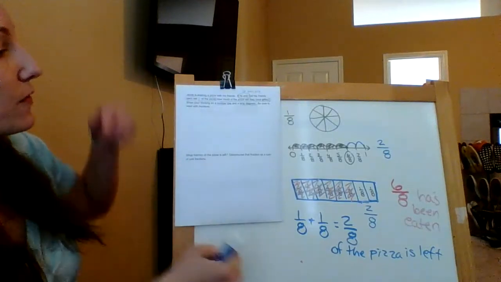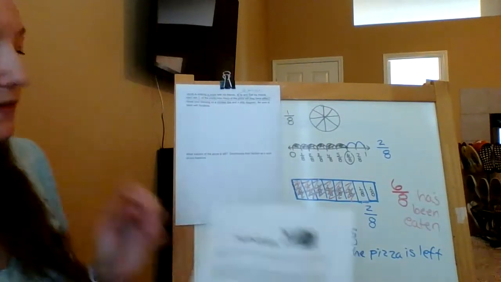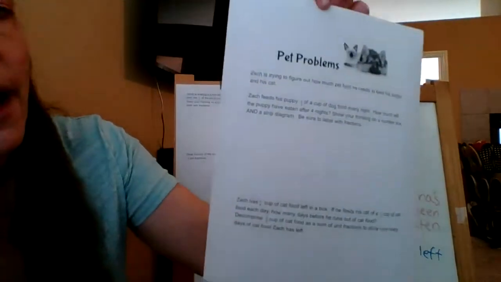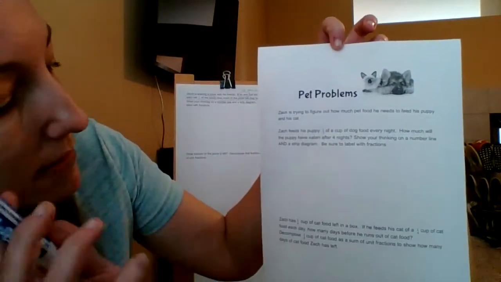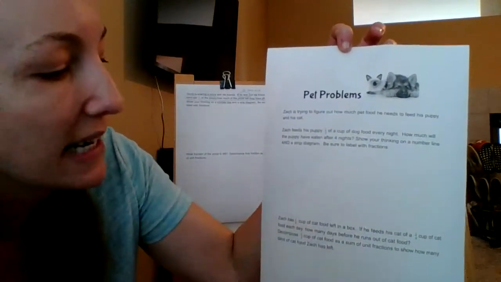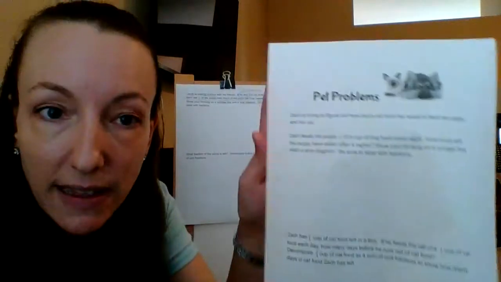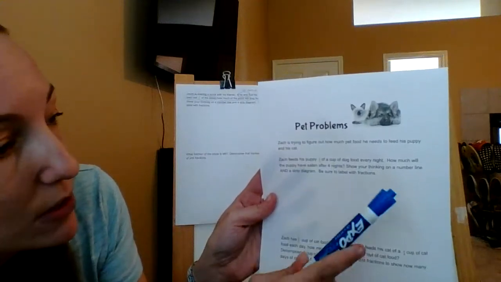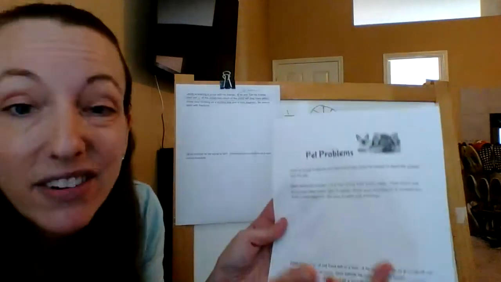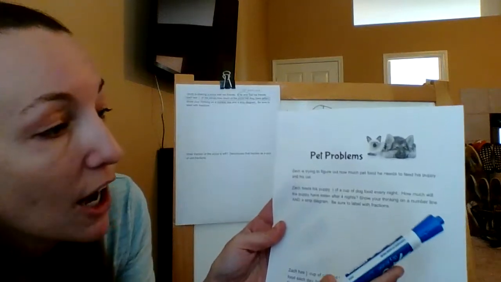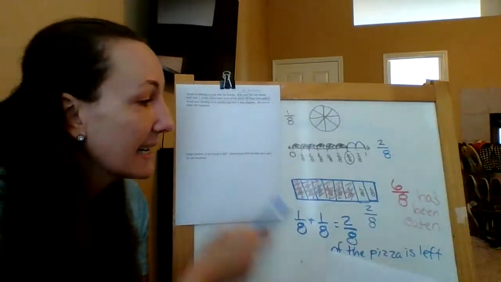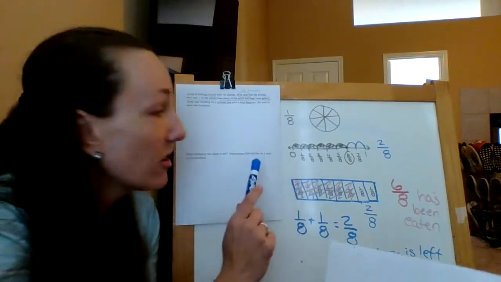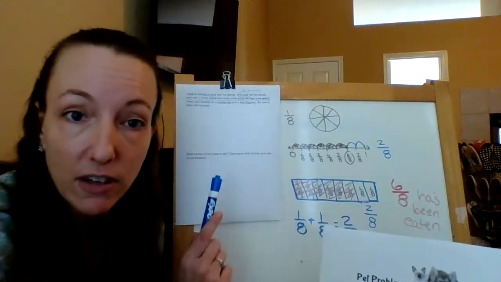Okay. So for your must do, you've got a problem that looks like this. It's called Pet Problems, and it's assigned in Google Classroom. It talks about a guy named Zach, and he's feeding his cat and his puppy different things, and it's all about fractions. And the first question asks you to solve the problem and then represent the answer on a number line and a strip diagram, just like I did here. You've got a different problem to solve, but this is what your thinking should look like. You should have a fraction number line and fractions on a strip diagram.